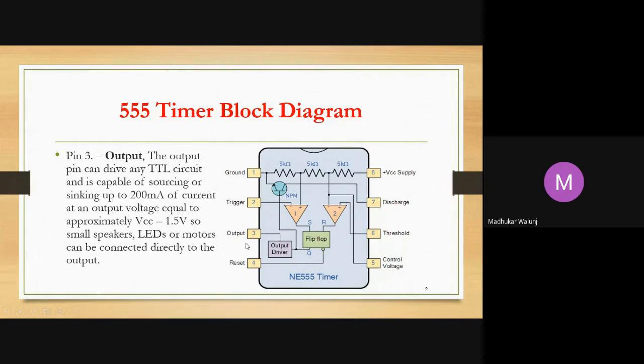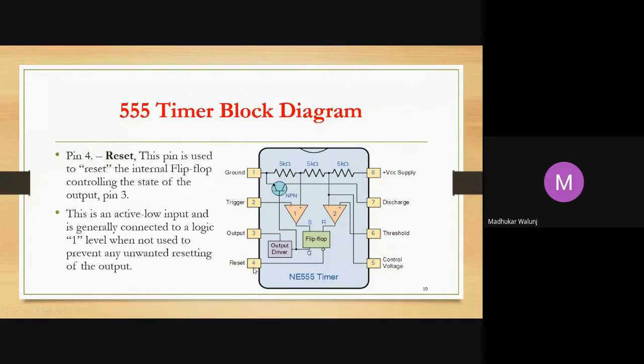If we require higher current and higher voltages, we require different circuitry for this. So this number 3 terminal is directly connected to an LED to turn the LED on and off, or to motors working on 1.5 volt and up to 200 milliampere. It is also used to sink current, so it will take current from the external world inside the IC555. So this is pin number 3, where we get the output waveform, which is a square waveform.